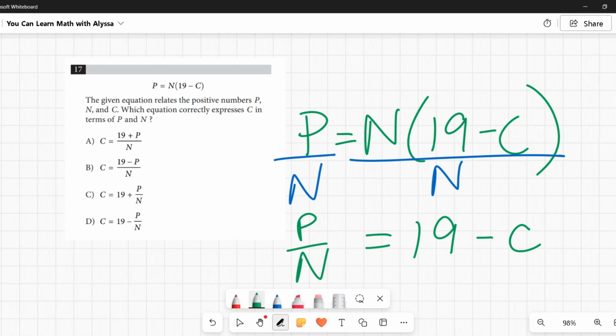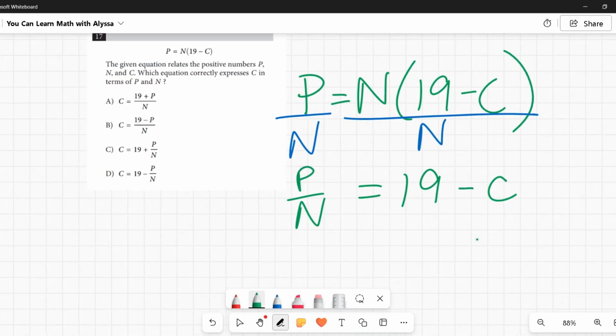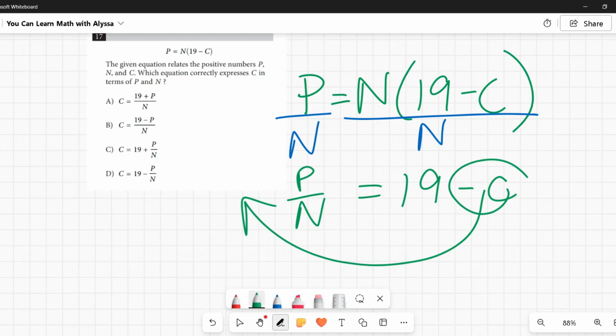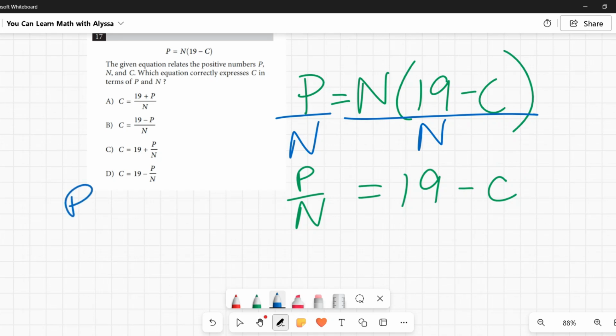Now, there are two ways that you can look at this and solve this. If I move the 19 over here, I'm going to be left with a negative c, and then I can deal with that negative c. Or I can move the c over there, which would make it positive, and I can move the p over and back over there. If that doesn't make sense, I'll show you both ways. So I'm going to write it over here as well. So p over n equals 19 minus c. And you'll see that you get the same answer both ways.